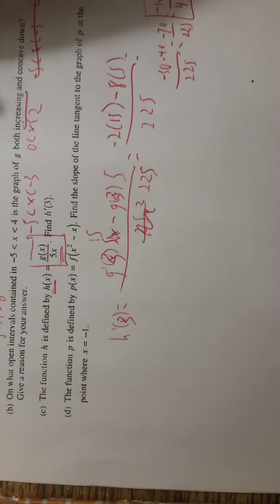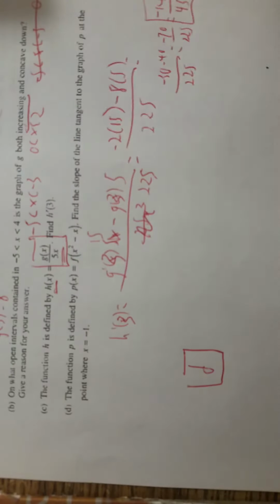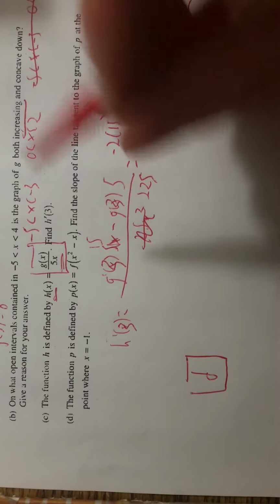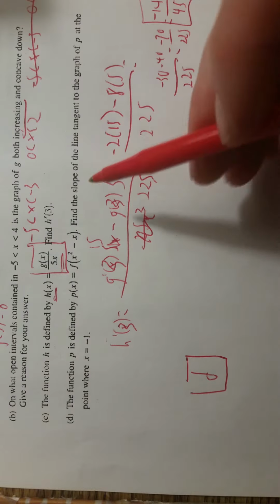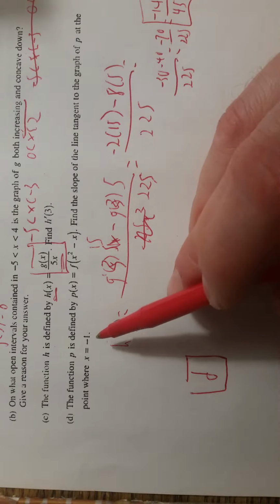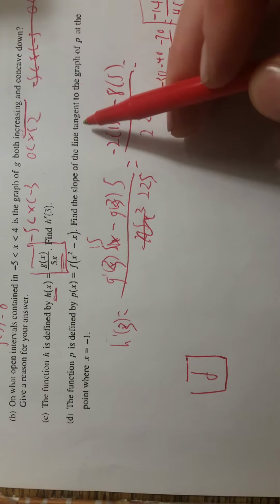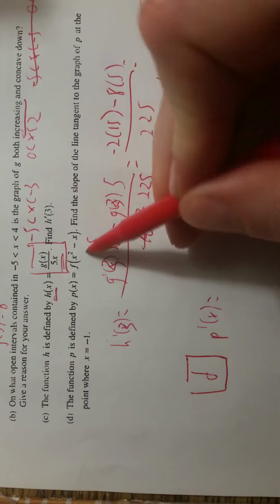All right, let's look at D, see if I can do this all in one fell swoop. D, we have a new function p, and this is how it's defined. Ooh, tricky. So p of x is f of x squared minus x. Find the slope of the line tangent to the graph of p at the point where x equals -1. Slope of a tangent line, that's the derivative. So I want p prime of x, the derivative of this thing.